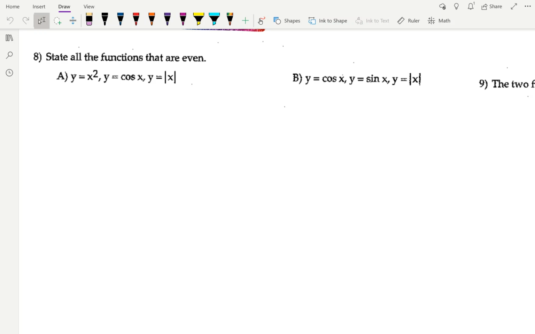Okay, welcome to your pre-calculus final exam review, page 2. State all the functions that are even.